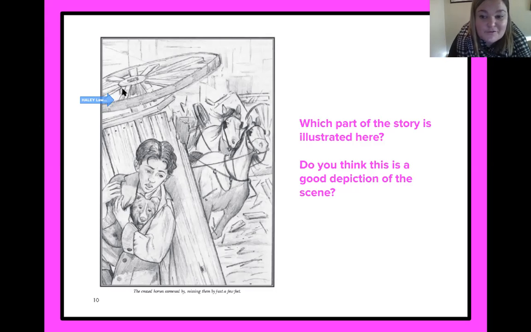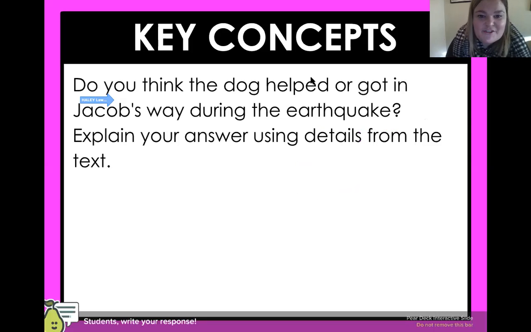All right, hopefully you figured out what scene is going on in that picture. So, what do you guys think? Do you think the dog helped or got in the way during the earthquake? I'm not going to give you what I think here because this would be a great discussion to have with your class or with your teacher.